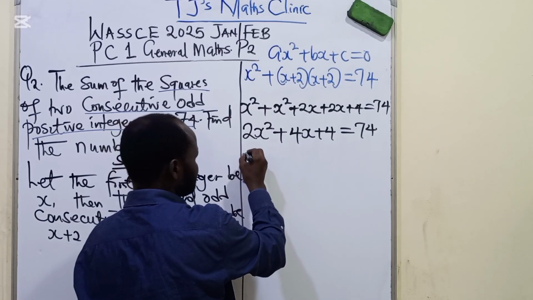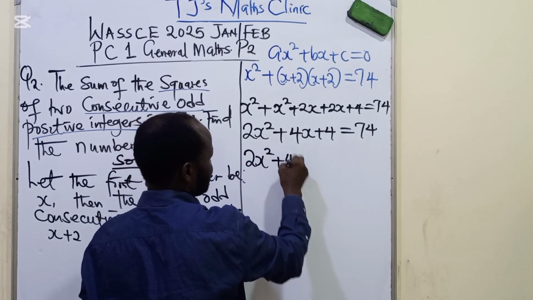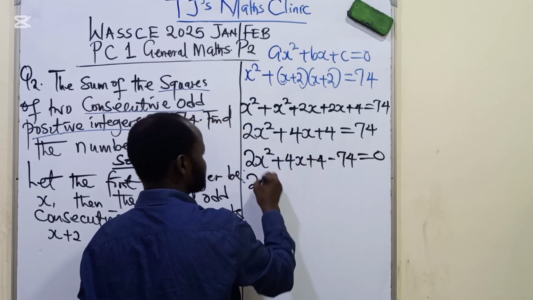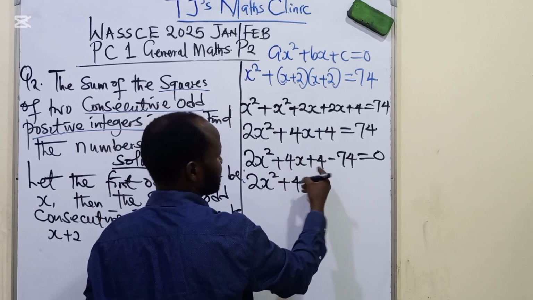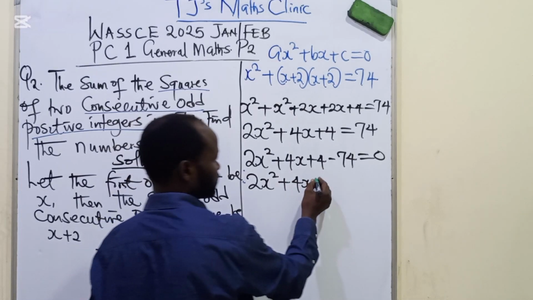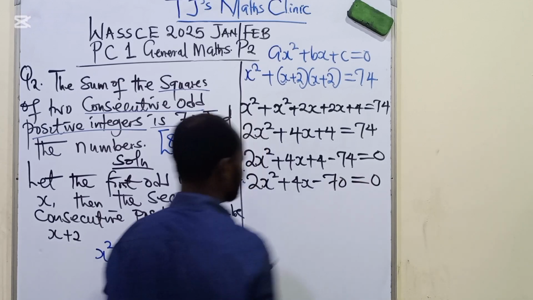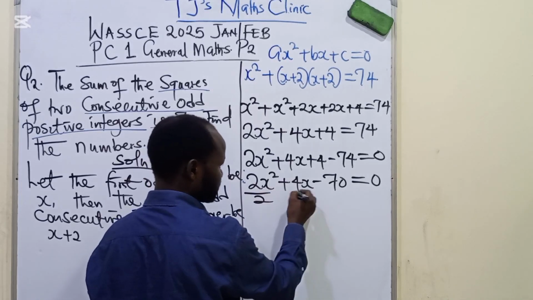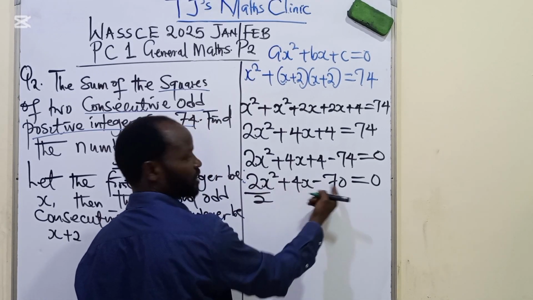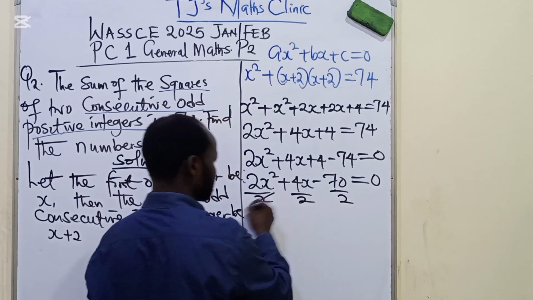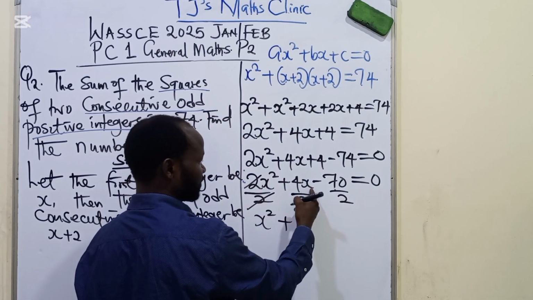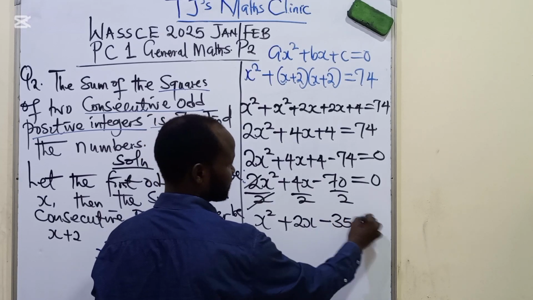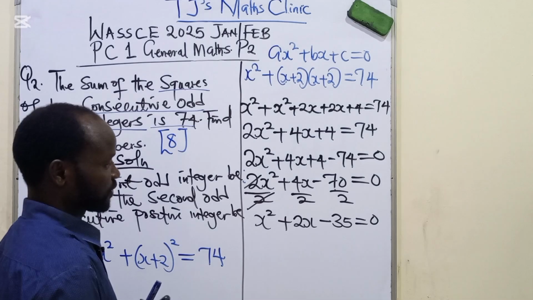So it will be 2x squared plus 4x plus 4 minus 74 equals 0. This will be 2x squared plus 4x plus 4 minus 74. Of course, it will be minus 70 equals 0. We can reduce this. Let's divide through by 2 and see. We can reduce this because 2 is a common factor of 2, 4, and 70. So let's divide through by 2. We are left with x squared plus 4x divided by 2, that's 2x, minus 70 divided by 2, 35, equals 0.